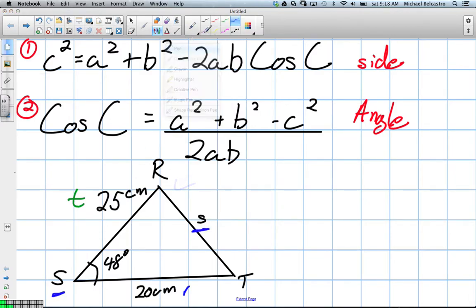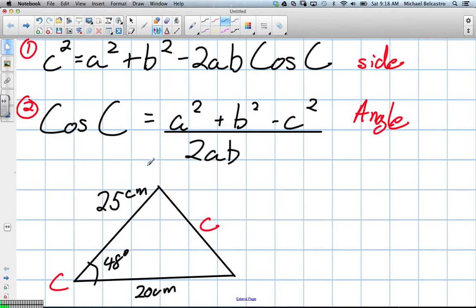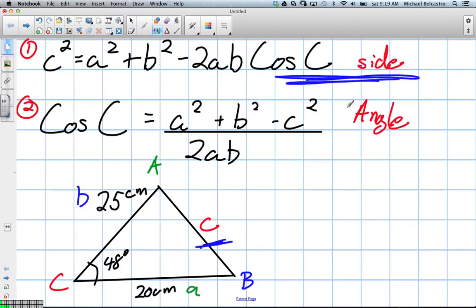So that's the first thing I'm going to change. I'm going to change side S, because remember I said we want to find side C. I'm going to call that angle C and this side C so that it corresponds to my formula now. Okay? And then my R and T, well, I'm just going to call them A and B. It's the C that becomes very important in this style. Okay? So maybe I call this side A, and I call this side B. So what we've set up now is that we're looking for a side, right? Side C, which means we're looking to use this formula here.